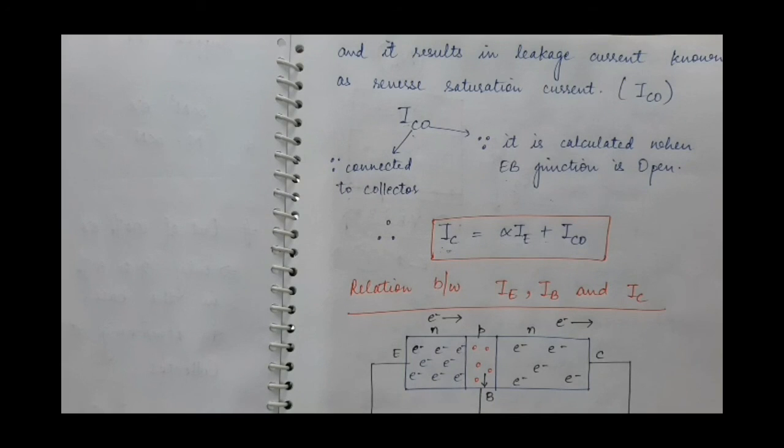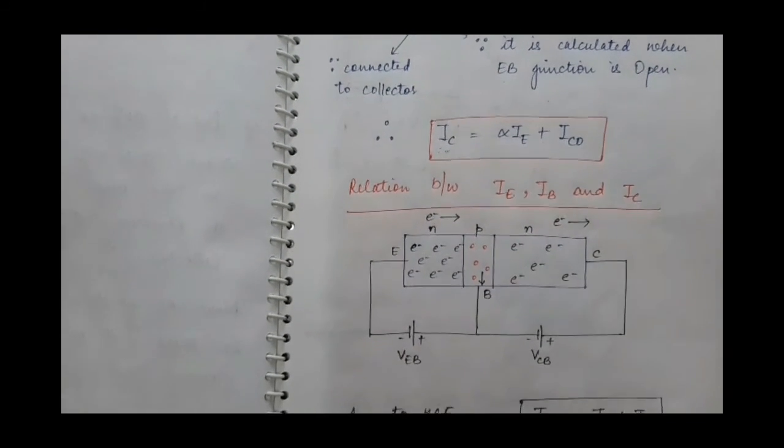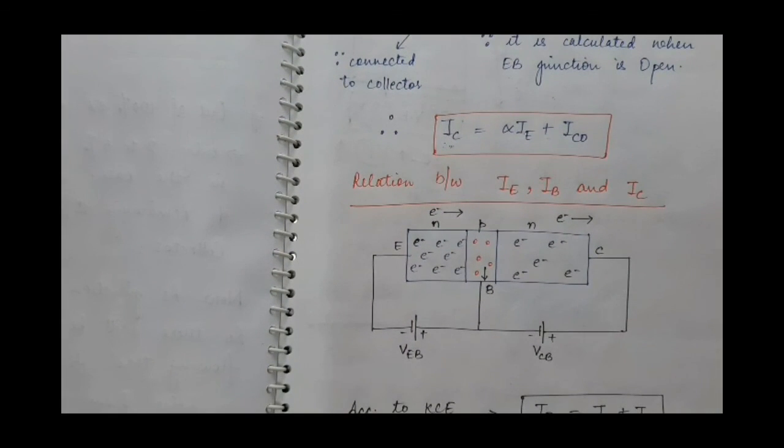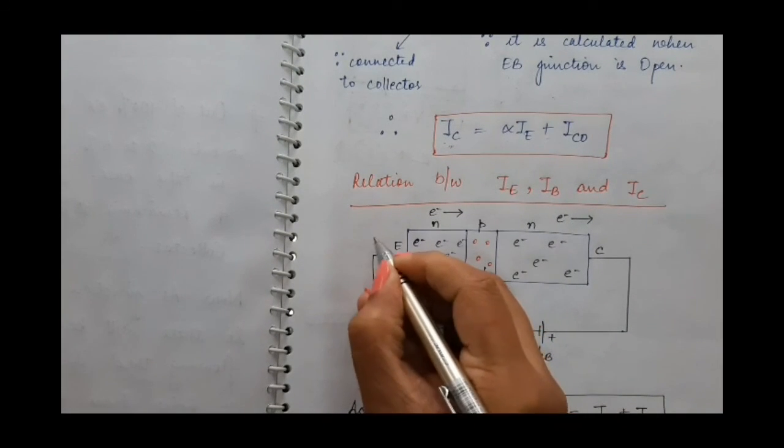Then what will be the relation between emitter current, base current and collector current? For that, I am drawing it again for you. Here we know that in the emitter, electrons are moving from emitter to base, from left to right. The direction of conventional current is opposite to the direction of electrons, so the direction of conventional current will be from right to left. So the direction of emitter current will be this.